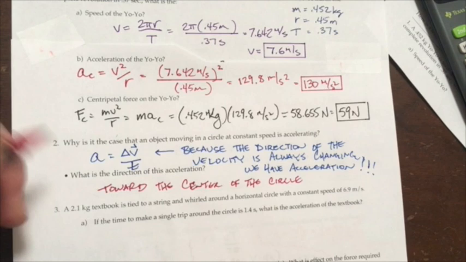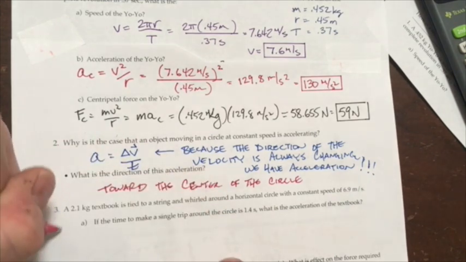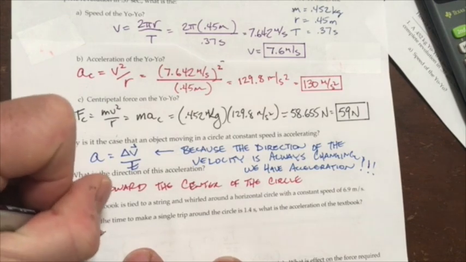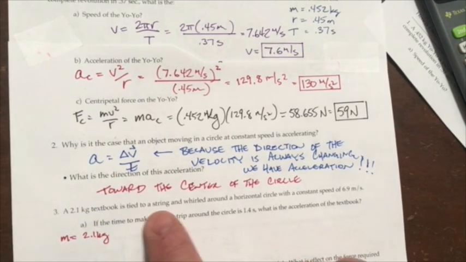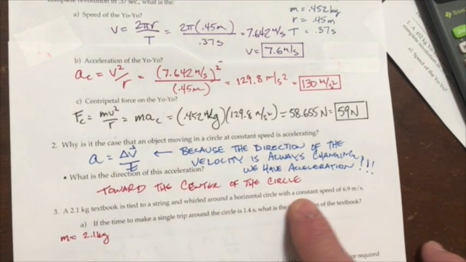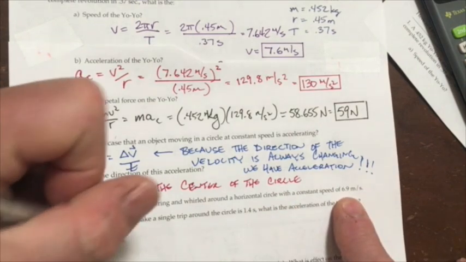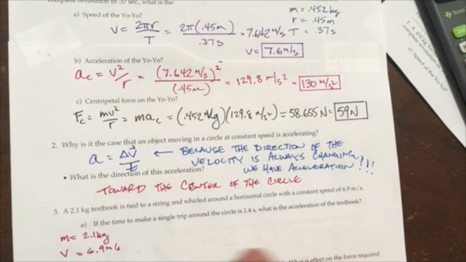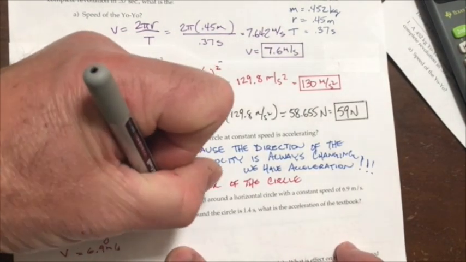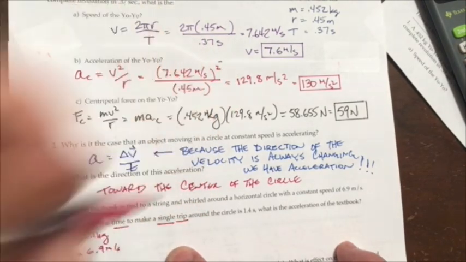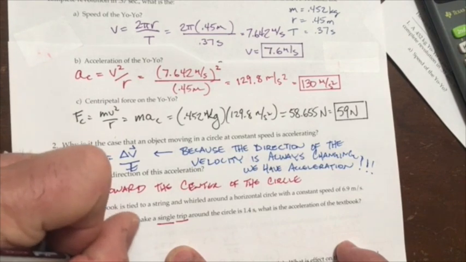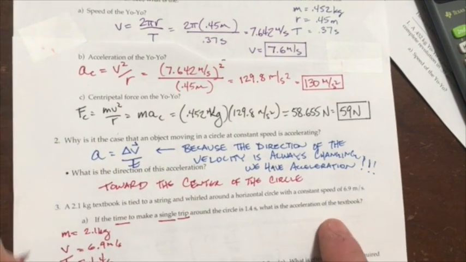We have some numbers given. Let's write them down. A 2.1 kilogram textbook, that's my mass. It's tied to a string and whirled around a horizontal circle at a constant speed v of 6.9 meters per second. And then they say if the time for a single trip, well, that's the period, and that is given to be 1.4 seconds, what's the acceleration of the textbook?